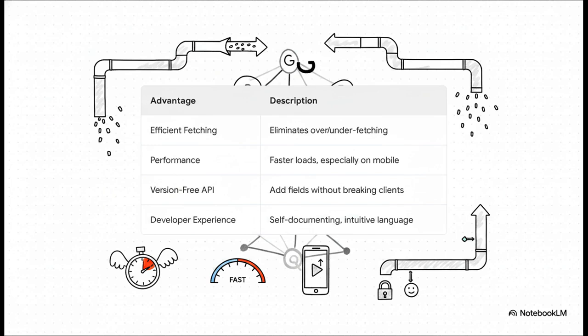Data fetching becomes incredibly efficient. You kill overfetching and underfetching in one shot. This gives you a huge performance boost, especially for mobile apps. And one of the coolest parts is that you can add new features to your API without breaking old apps. You can just add new fields, and existing queries just keep working. It makes evolving your product so much easier.